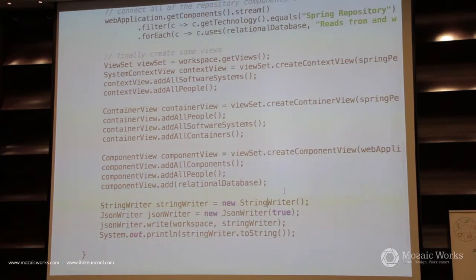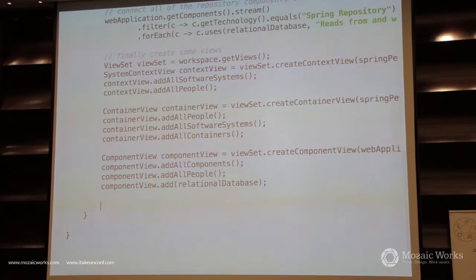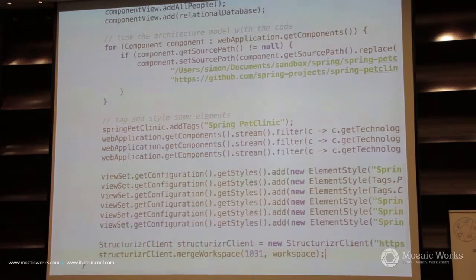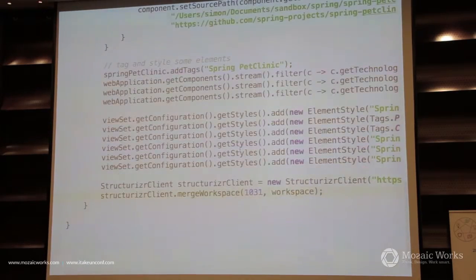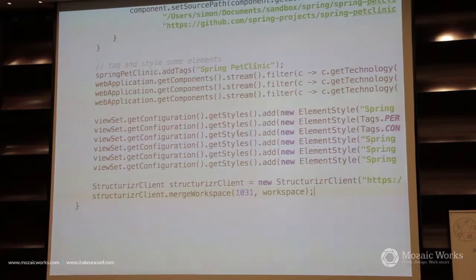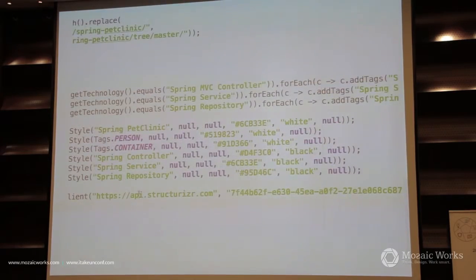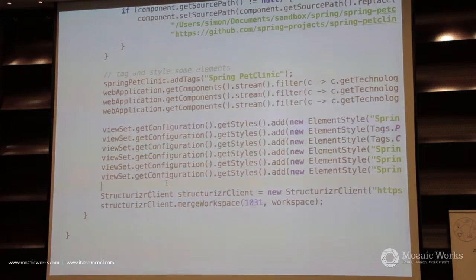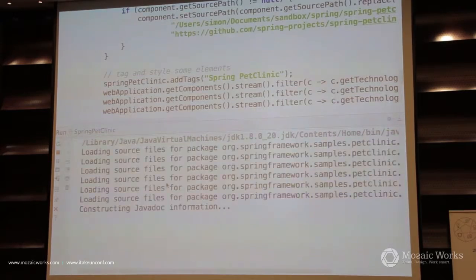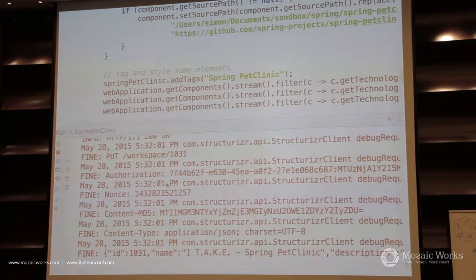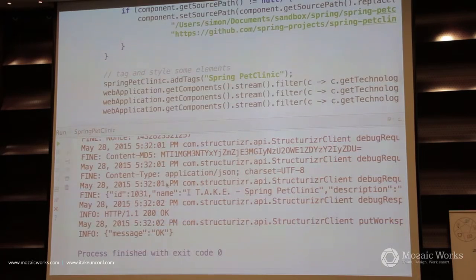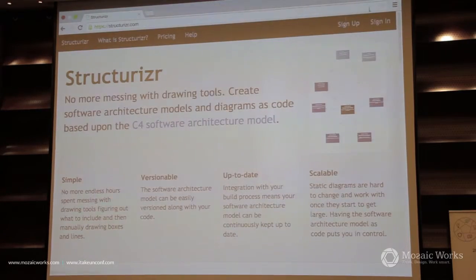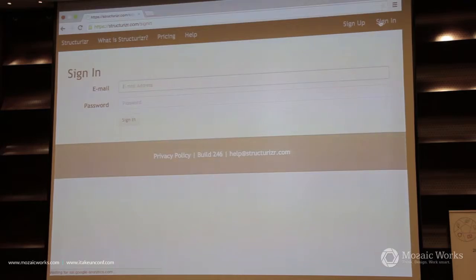So let me get rid of this, and let's do something else. What I've got here is a bunch more code which does some styling of the various elements, and it sends it using a web API up to another tool I've built called Structurizr. So if we run this, and I hope my Wi-Fi connection is still working, otherwise this is going to be a short demo. Right, so that's taken that model, and it's fired it up to the app using the JSON. So if we slide over here, I'm going to need to sign in briefly.